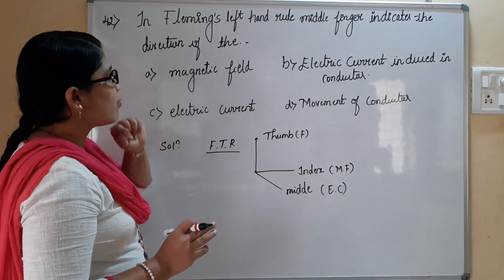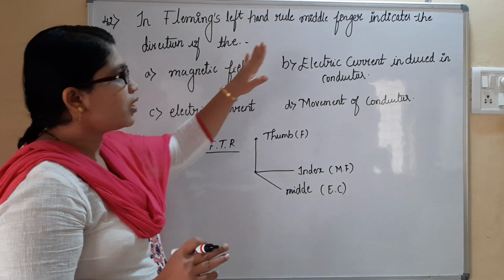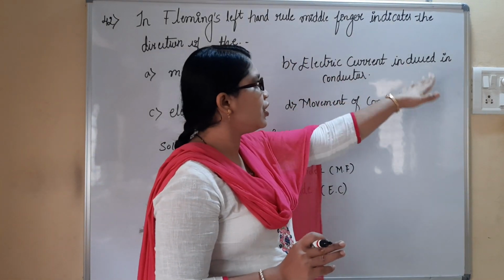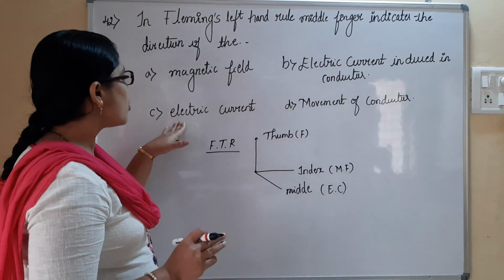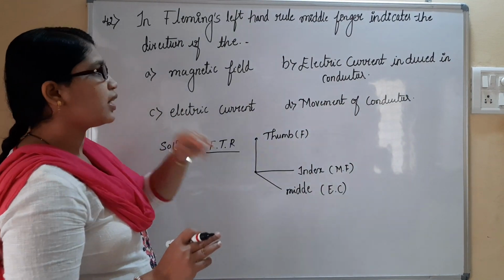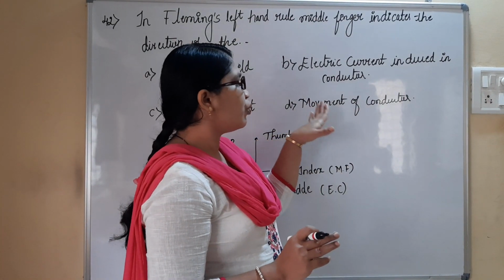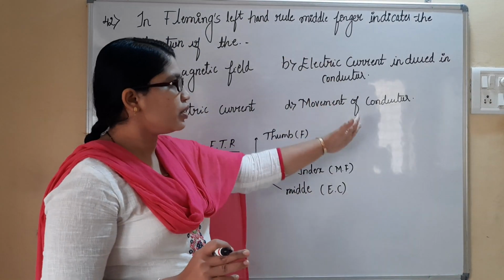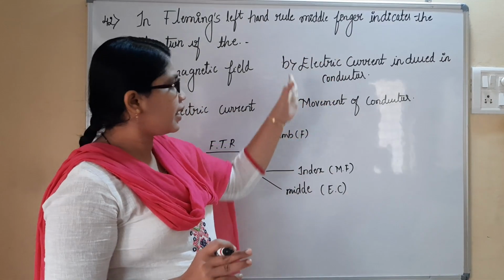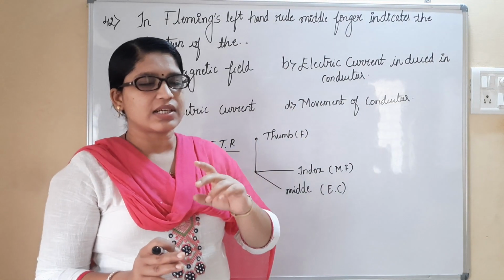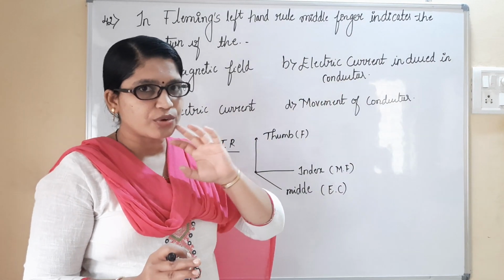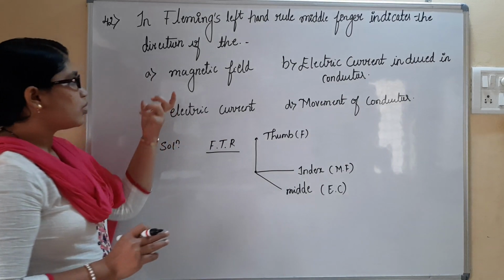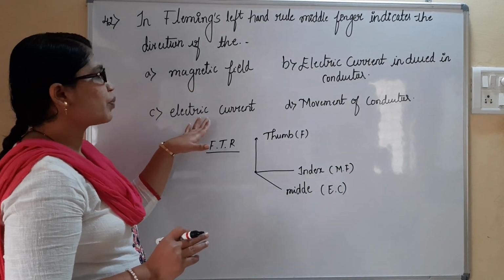So here I have option 1, that is magnetic field. Option 2, electric current induced in conductor. Third option, electric current, and lastly I have the option movement of conductor. So as we have studied in electricity, options B and D are mainly considered due to the magnetic field. They are directly related to the magnetic field. The left two options are magnetic field and electric current.